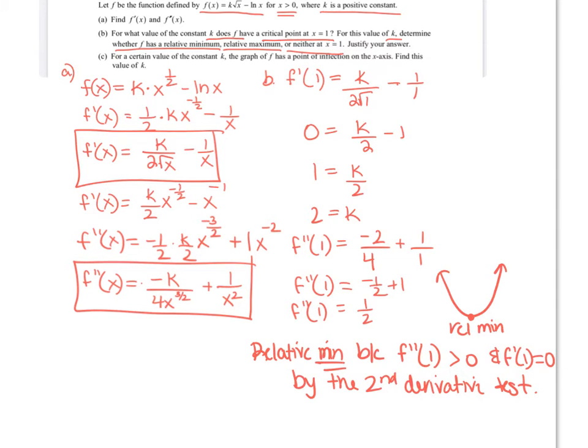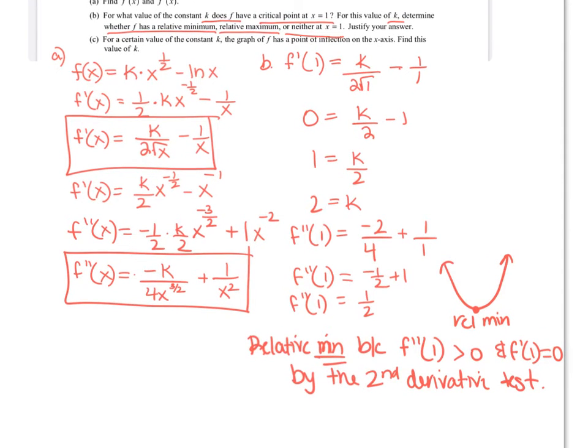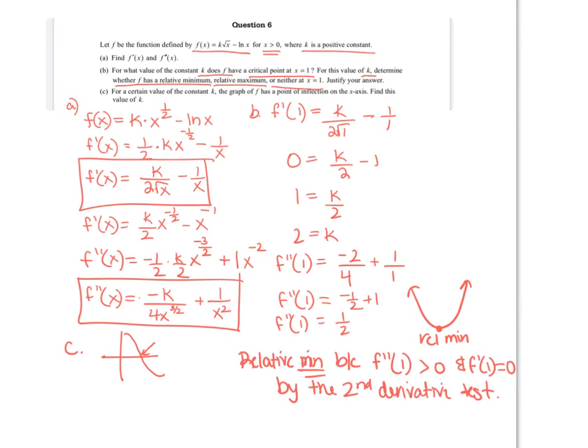Okay, and then part C, for a certain value of the constant k, the graph of f has a point of inflection on the x-axis. Find this value of k. So if there's a point of inflection on our x-axis, that means it's going from concave down to concave up there. But notice what's happening there is that's your function value there. It's 0, okay? So we want to look at our original function and find what x value makes that 0.